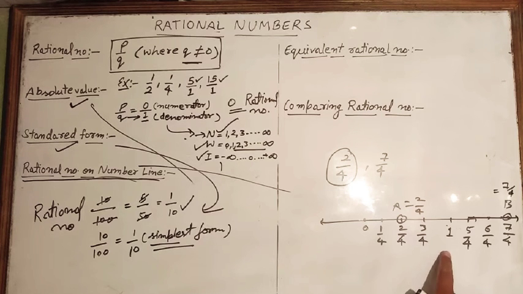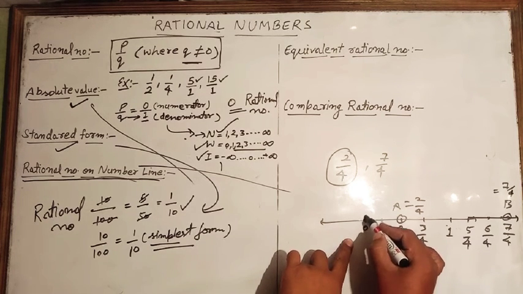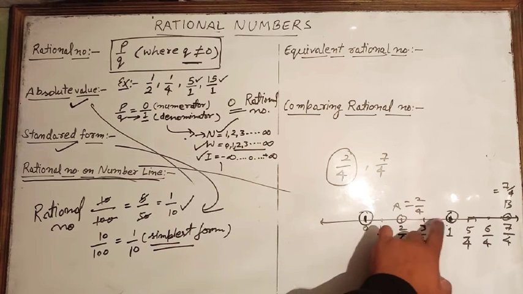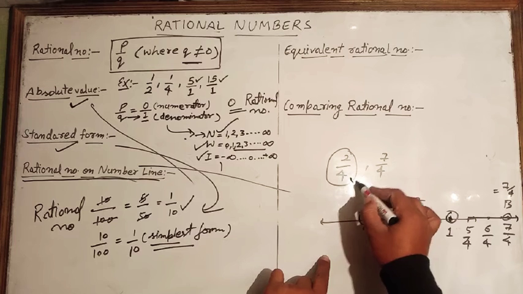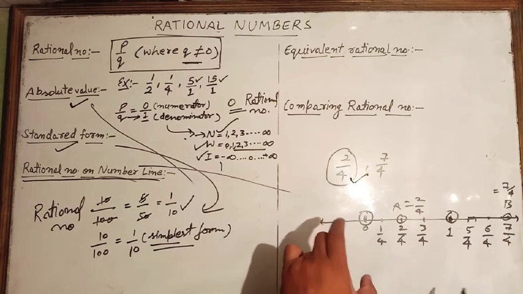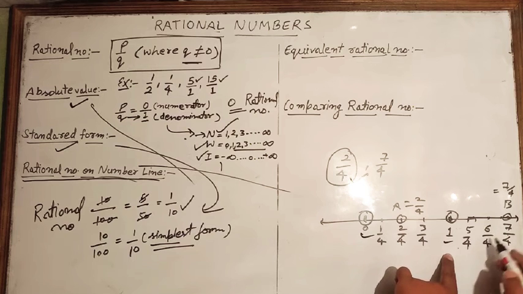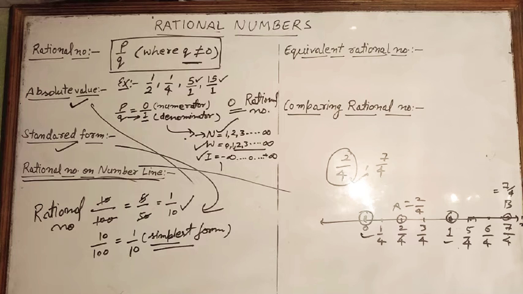See, from 0 to 1, how many subdivisions are there? I want to say, from 0 to 1, how many subdivisions are there? 1, 2, 3, 4. It means whatever the denominator is, that many subdivisions will be there between 0 and 1, or between 1 and the next number, 2. 1, 2, 3, 4 means the next number will be 2 here. Like this we can represent rational numbers on a number line.